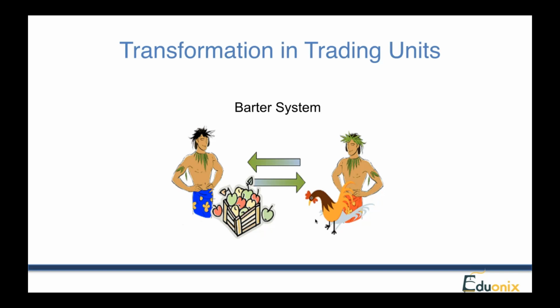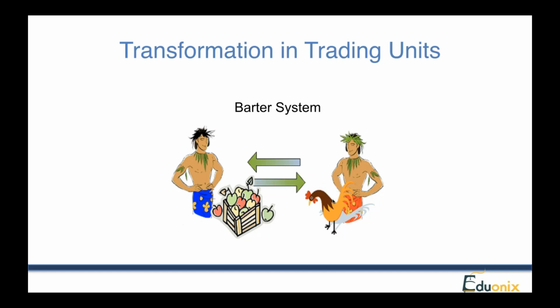In the barter system, as you can see, we used to trade one thing for another thing. If you want a paper, you might trade it for a pen. So here in front of us we have an example where a man is trading apples for his chicken. But this system had lots of inefficiencies.